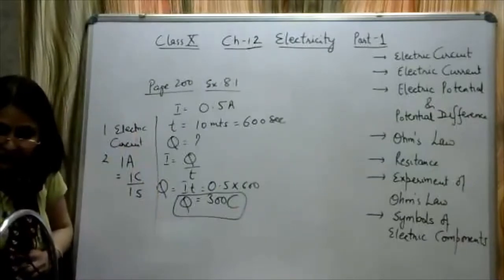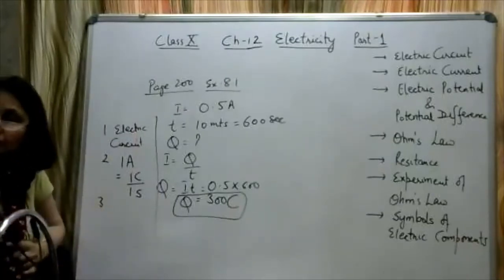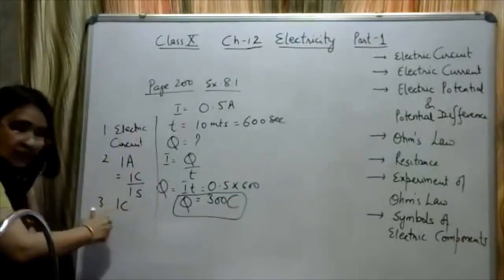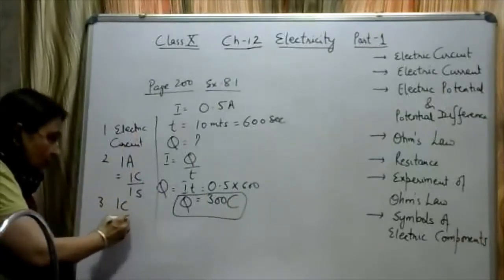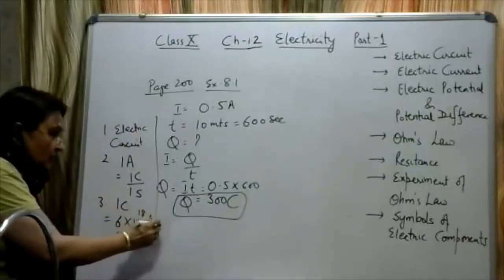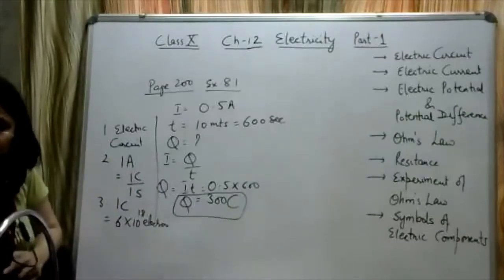The third one is, calculate the number of electrons constituting 1 coulomb of charge. The number of electrons which constitute 1 coulomb of charge: 1 coulomb of charge we know is equivalent to 6 into 10 raised to the power 18 electrons.